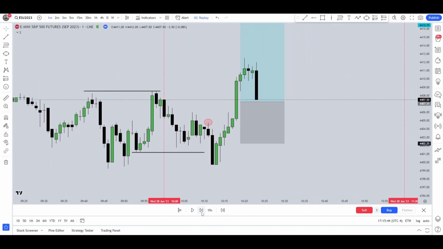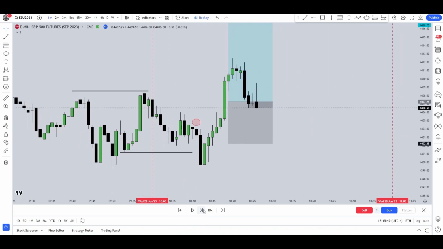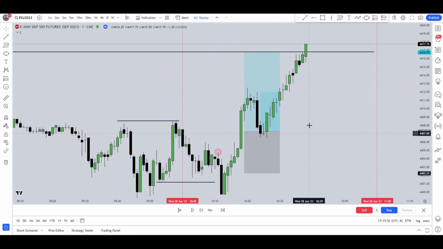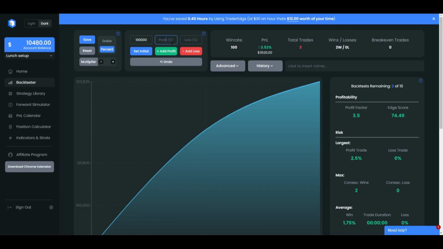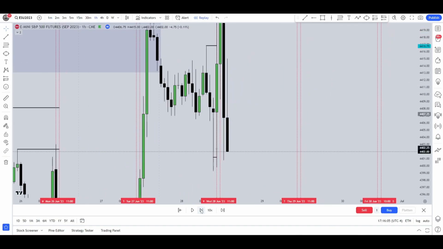Let's see if we get entered. Did. Let's see if the stop loss holds. And it did, and we hit the take profit again. So let's add that 1.9. Let's go to the next day.